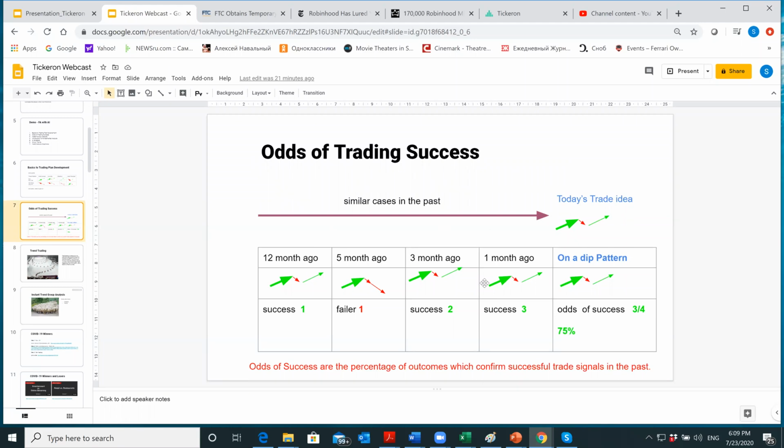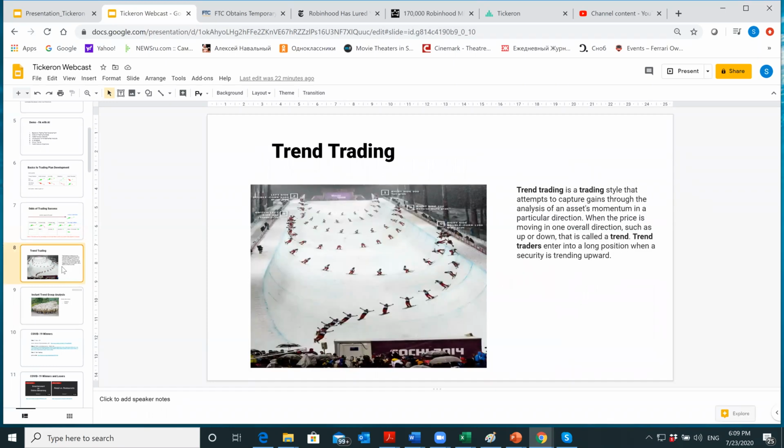So this thing is called backtesting. The results we call odds of success. Okay, that's the terminology I'm going to use in this presentation. So now, what we do on this side, it's important. We do not provide guidance for the long term. We provide for the short term.